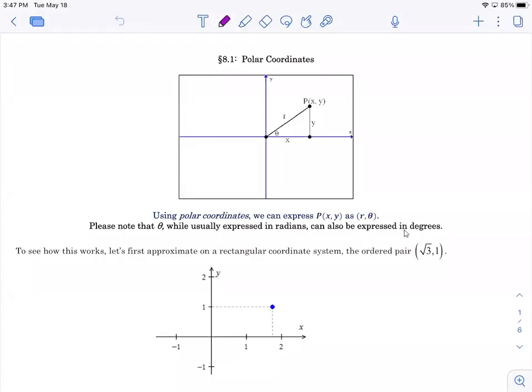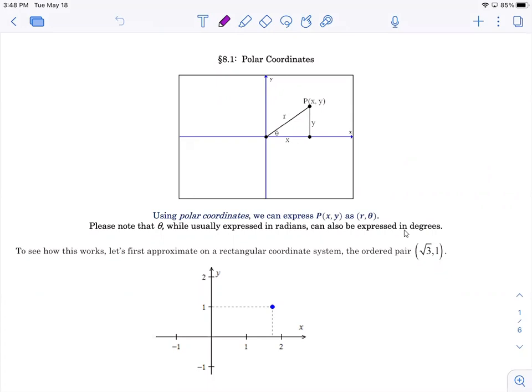Hi, students. These are going to be your notes for 8.1, which are going to cover polar coordinates. So we're going to learn about a whole different system instead of rectangular coordinates, which you came in knowing about. This will become really important if you're going into engineering or physics. And so let's get started.